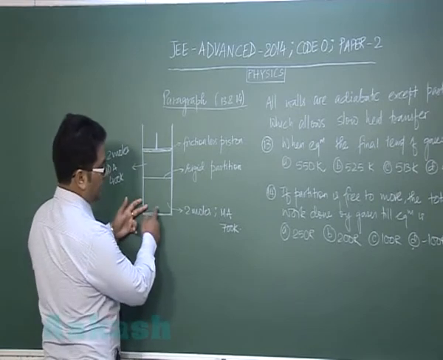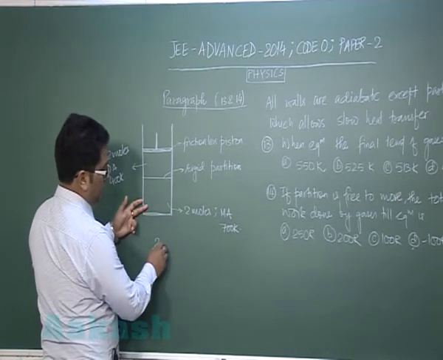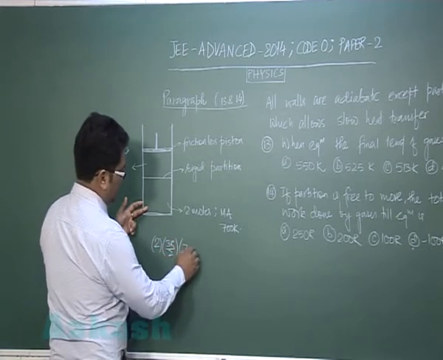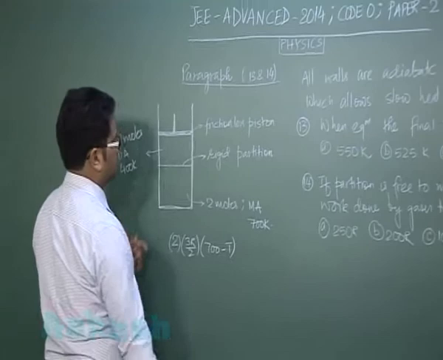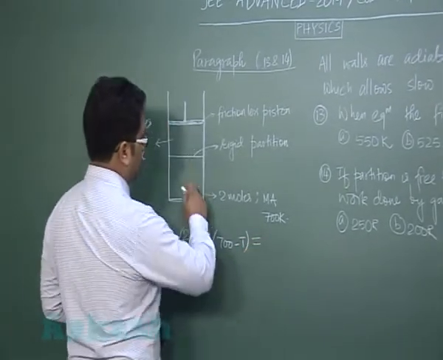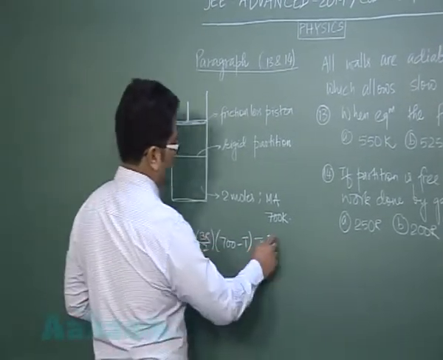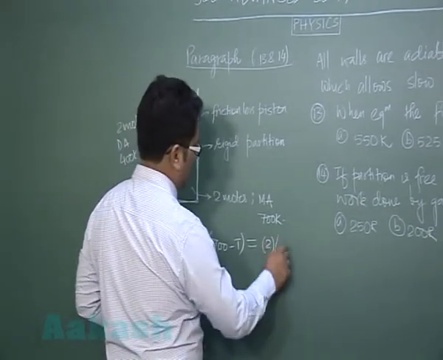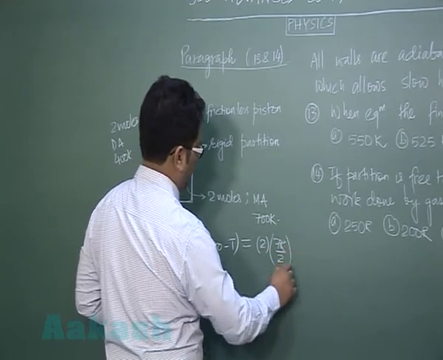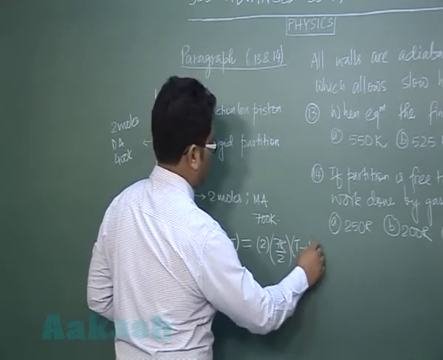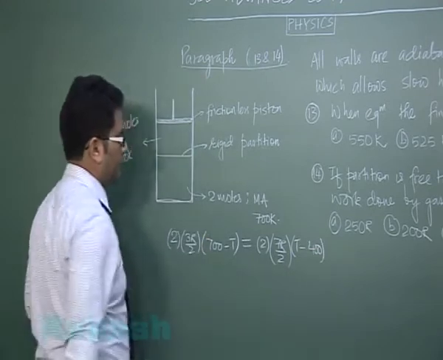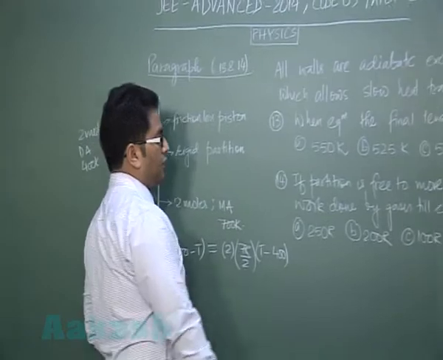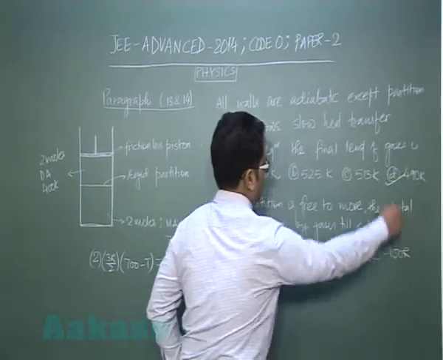So for this it would be n Cv, which is 3R by 2, times delta T, 700 minus T. That's the heat lost. And the heat gained is n Cp, and Cp has to be 7R by 2, into T minus 400. On solving this, you'll get 490 Kelvin. So option number D.